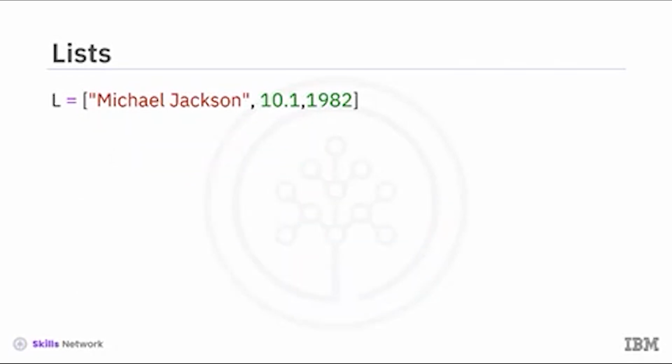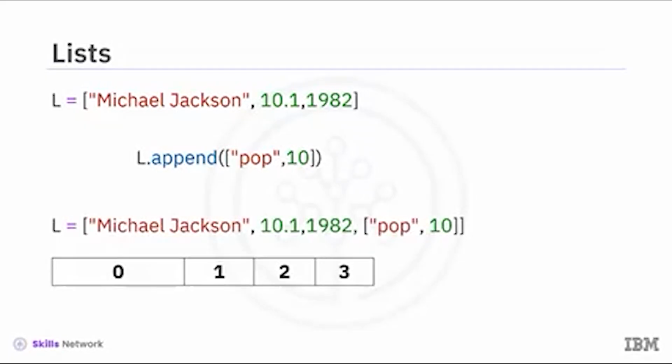Another similar method is append. If we apply append instead of extend, we add one element to the list. If we look at the index, there is only one more element. Index 3 contains the list we appended.